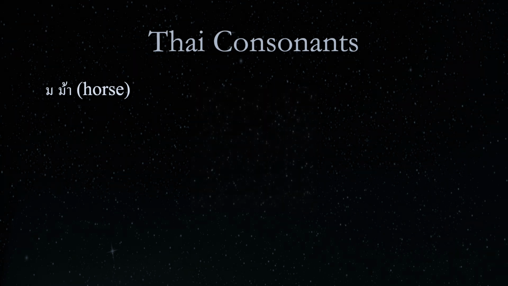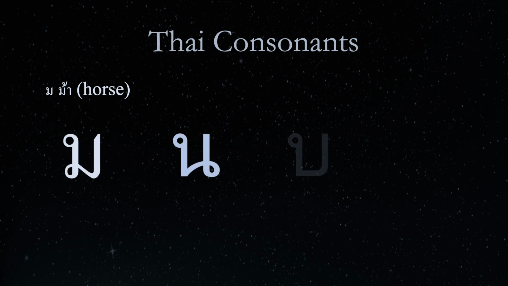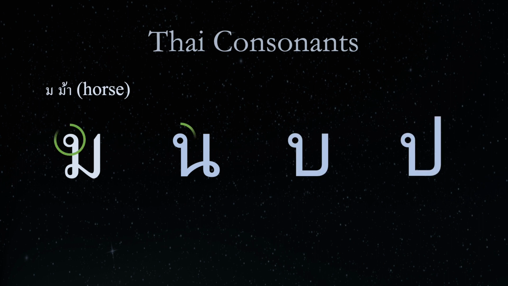Some Thai consonants may look similar at the beginning. Consonants that may look like ma are no nu, bo bai mai, and po pla, all of which have a circle at the top left corner of the letter.